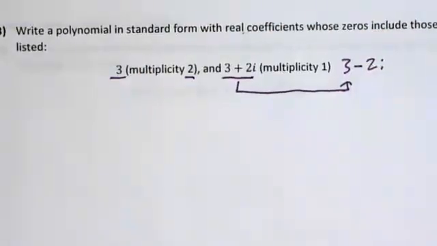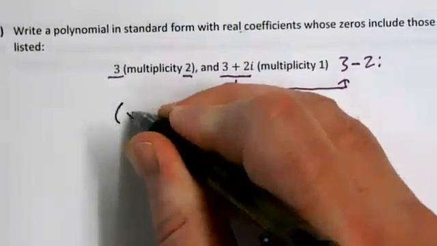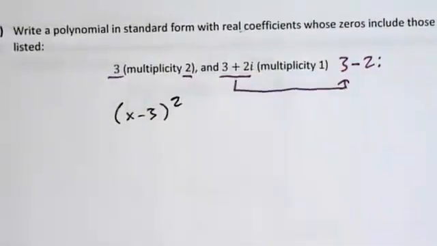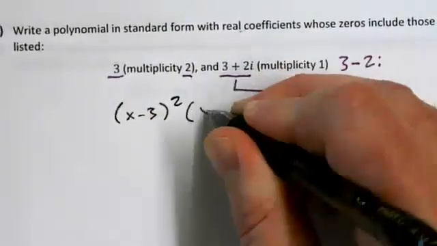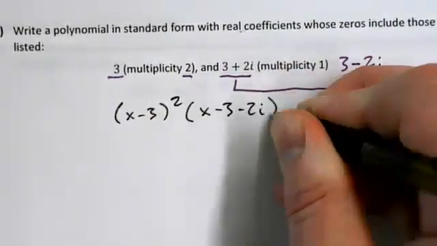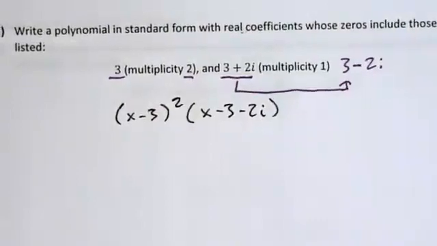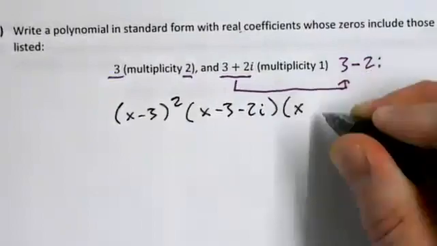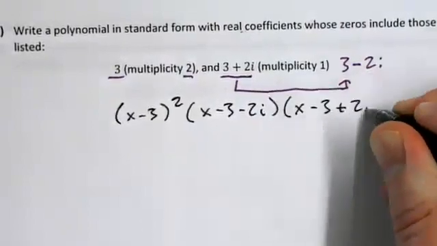So as we go to write out our factored forms, we're going to have x minus 3. It's going to be squared because of that multiplicity of 2. We're going to have an x minus 3 minus 2i from the 0 that they gave us here. And then its complex conjugate pair buddy would be x minus 3 plus 2i.